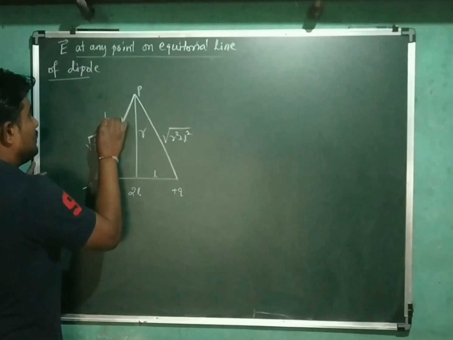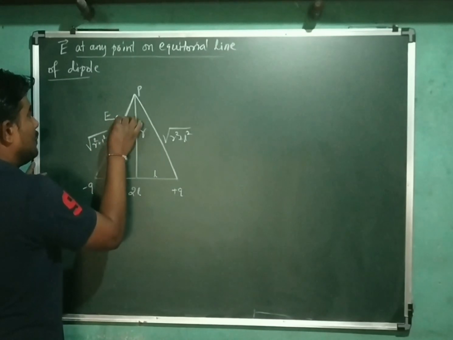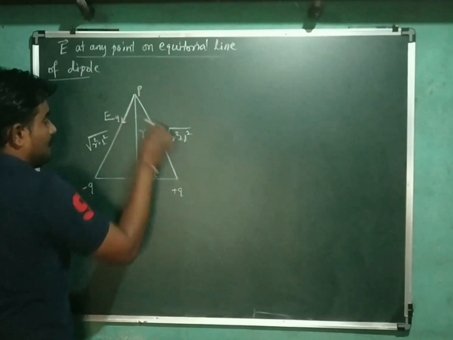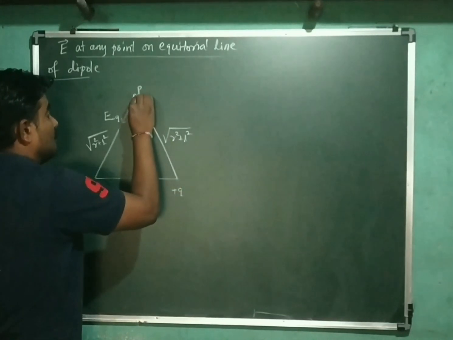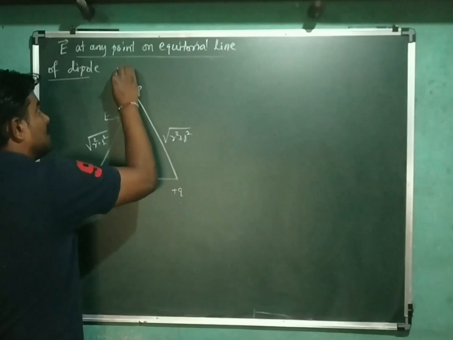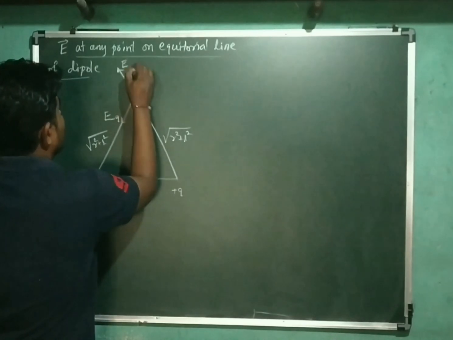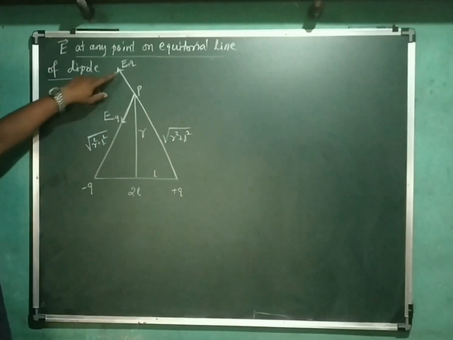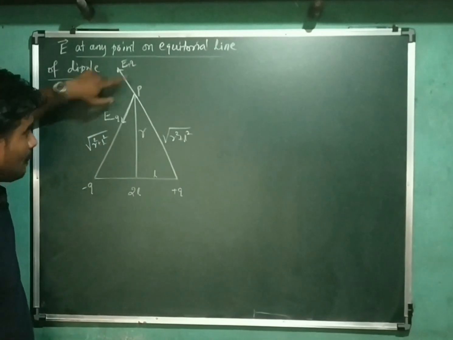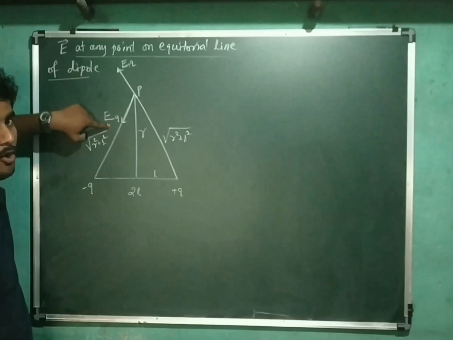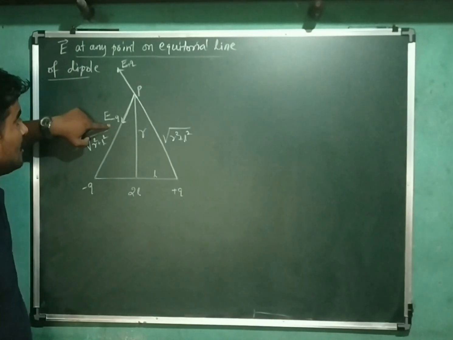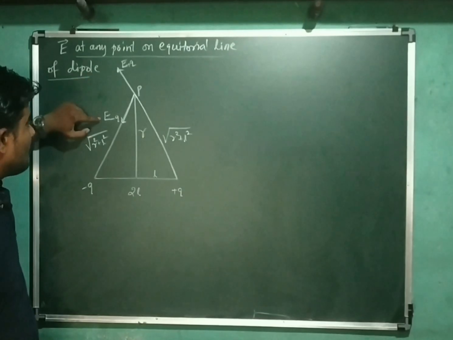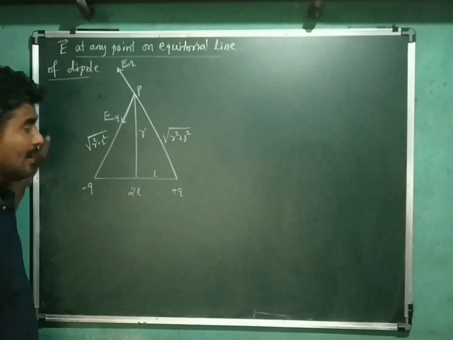Okay, and the electric field will be E due to minus Q. And at this charge, plus Q will apply a repulsive force in this direction, and this force will be E due to plus Q. As you can observe, this electric field due to plus Q and electric field due to minus Q are not acting in the same line. Therefore we need to calculate the resultant of E due to plus Q and E due to minus Q.